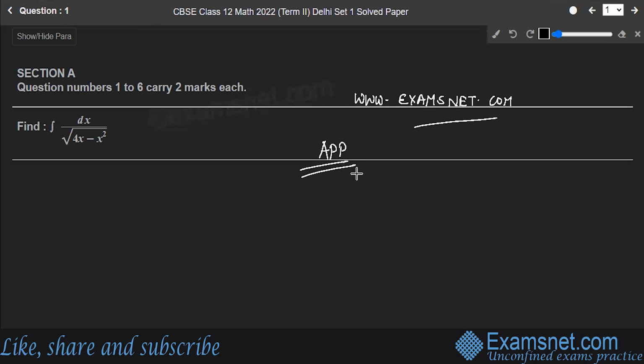So let's start with today's paper. We'll be solving the CBSE class 12 maths term 2 Delhi set 1 paper. So let's start with it. We'll start with section A. Questions 1 to 6 are from section A. We'll be doing around 14 questions for this paper. Students, questions 1 to 6 carry 2 marks each. Let's start with the first question of the paper.